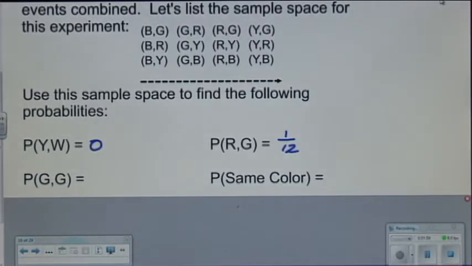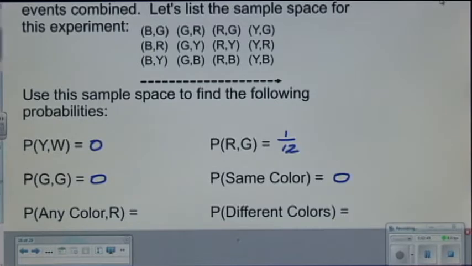How about green-green? Well, is it possible to get green-green? Since if you draw a green marble first, there will no longer be a green marble in the bag for the second draw, you know the outcome green-green cannot happen. So it also must be 0. How about the probability of drawing the same color? If we draw, for example, a blue marble first, can I get a blue marble in the second draw? If I've already taken the only blue marble out, obviously I cannot. So the answer to this one is also a probability of 0.